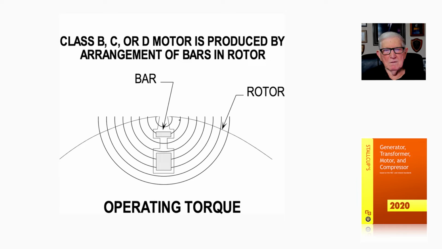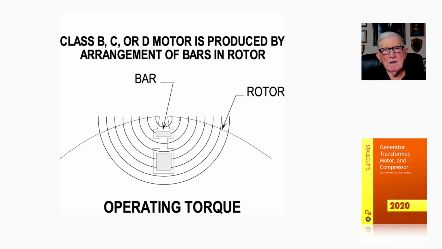So what this figure 14-11 is showing is how the operating torque of a motor is produced based upon the bar and how deep it is set into the rotor to pick up this magnetic field flux and produce more torque to accelerate and drive the driven load.